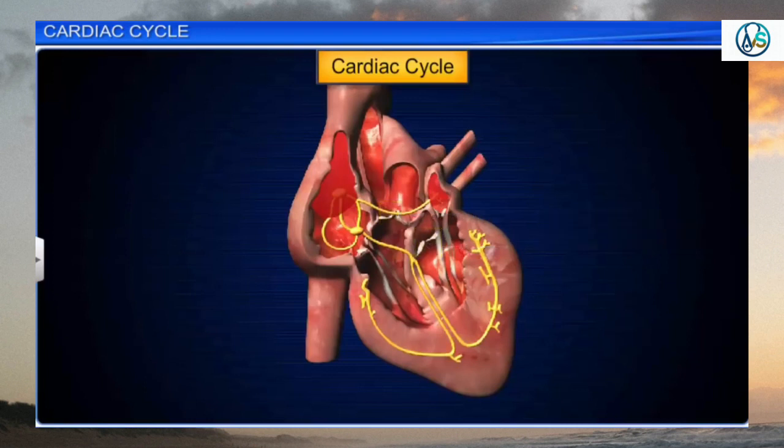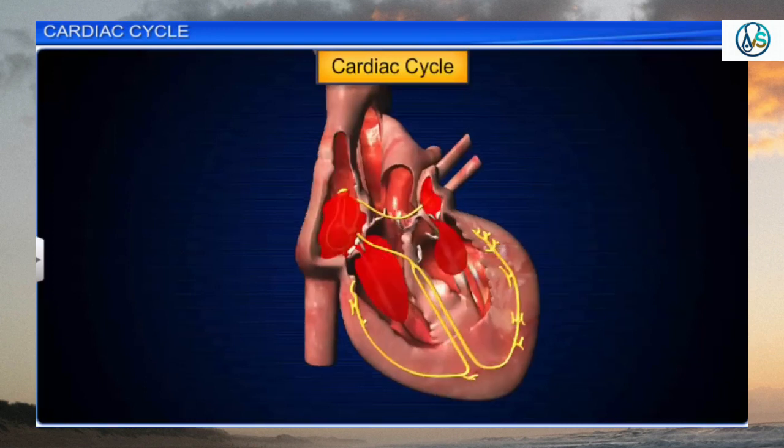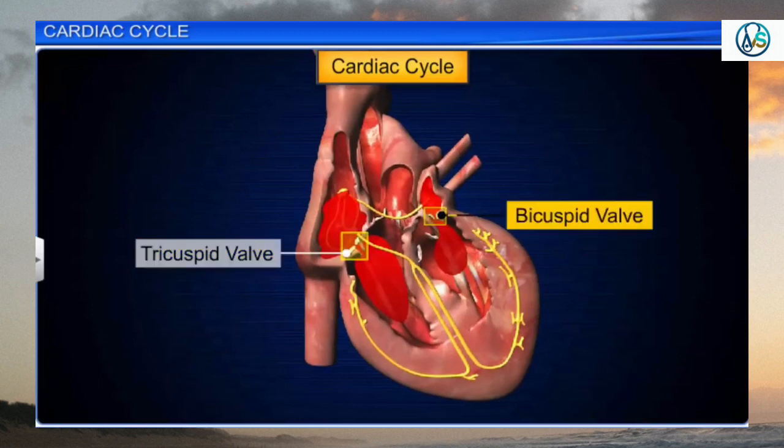At the same time, atrial pressure causes the tricuspid and bicuspid valves to open to let the blood flow from the atria to the ventricles.